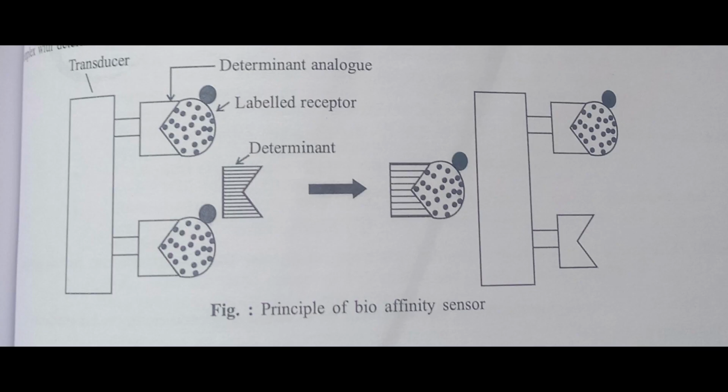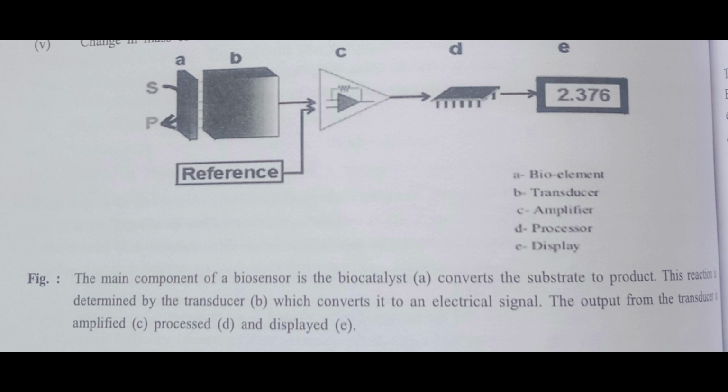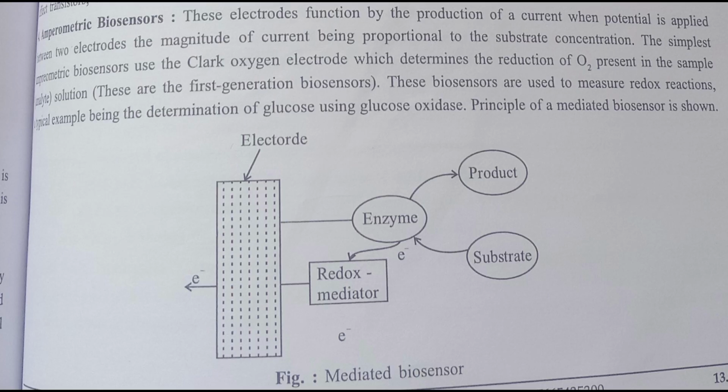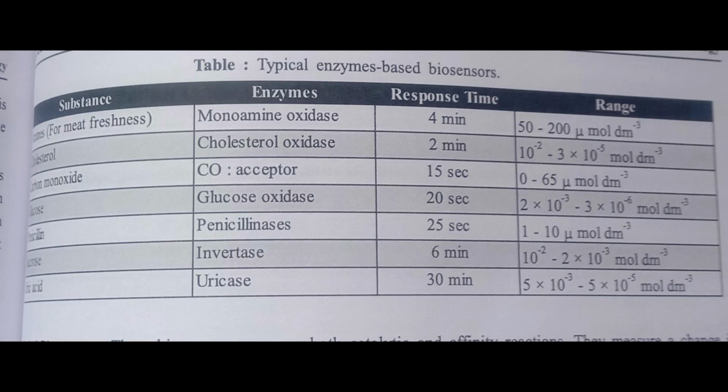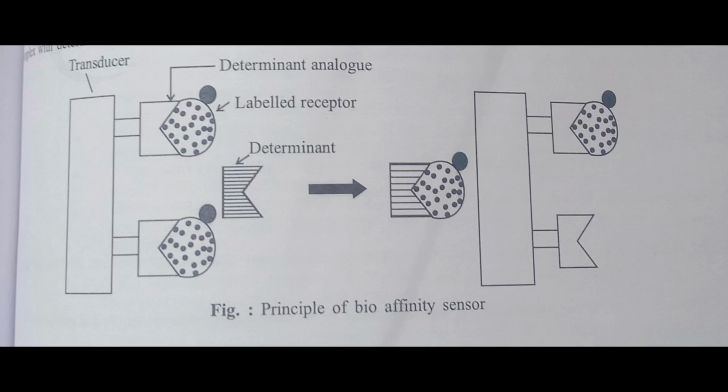The transducer detects and measures these changes and converts them into an electrical signal. This signal is necessarily very small, and it is amplified by an amplifier before it is fed into the microprocessor. The signal is then processed and interpreted, and it is displayed in suitable units. Thus, a biosensor converts a chemical information flow into an electrical information flow, which involves the following steps.